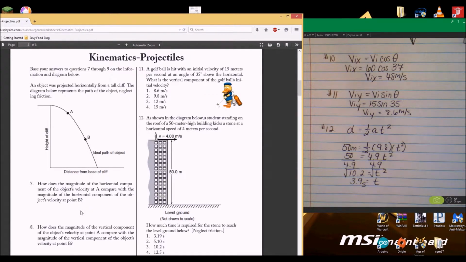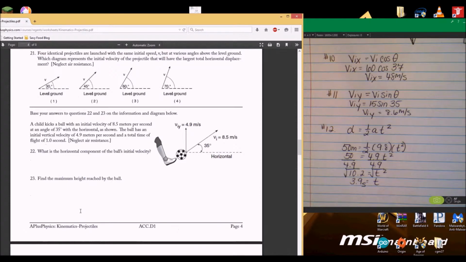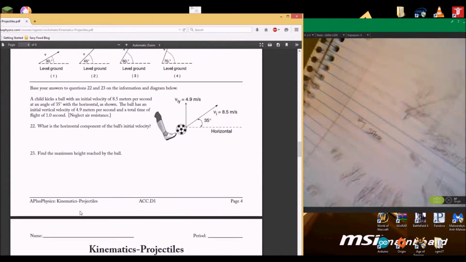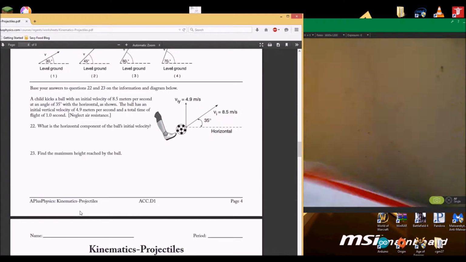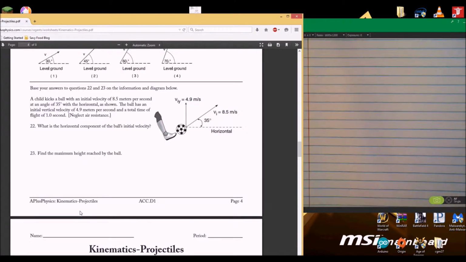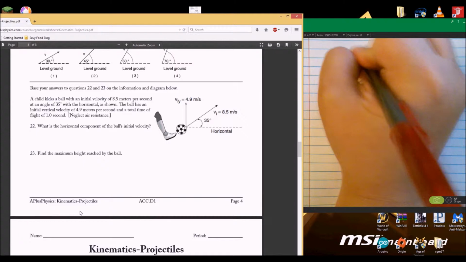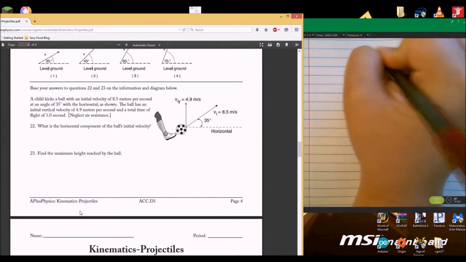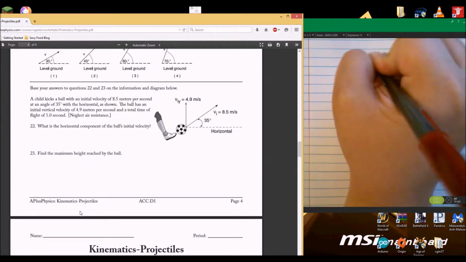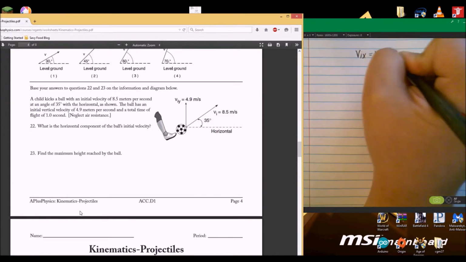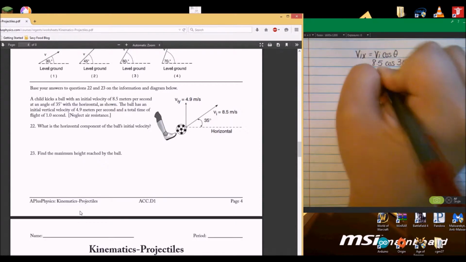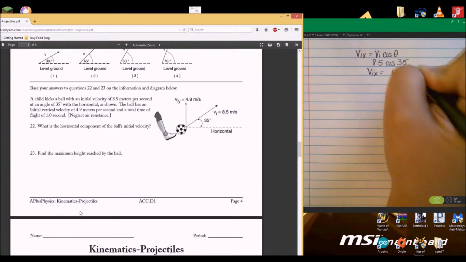Okay, we're going to do question number 22. Question number 22 is also, again, talking about the vertical and horizontal components. So what is the horizontal component of the ball with an initial velocity, which is given as 8.5 meters per second at an angle of 35 degrees above the horizontal? So we're again going to use the initial v of x to find the x component, the initial v cosine theta. Initial is 8.5 meters per second, cosine of the horizontal, which is 35, v of x is equal to 6.96 meters per second.